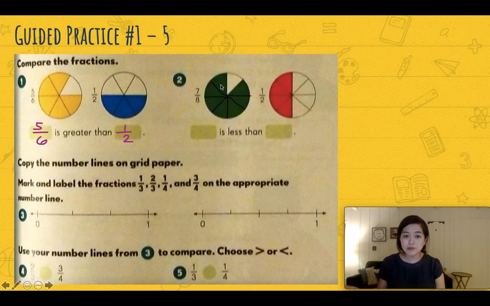Let's look here. Well, I see that they're the same whole, and it looks like the green parts are more than the red parts. So 1/2 is less than 7/8, okay?